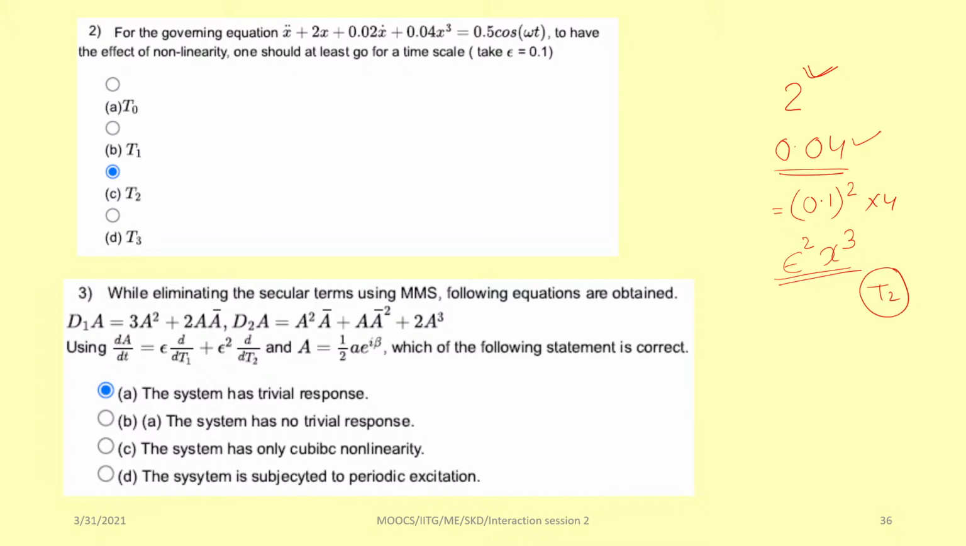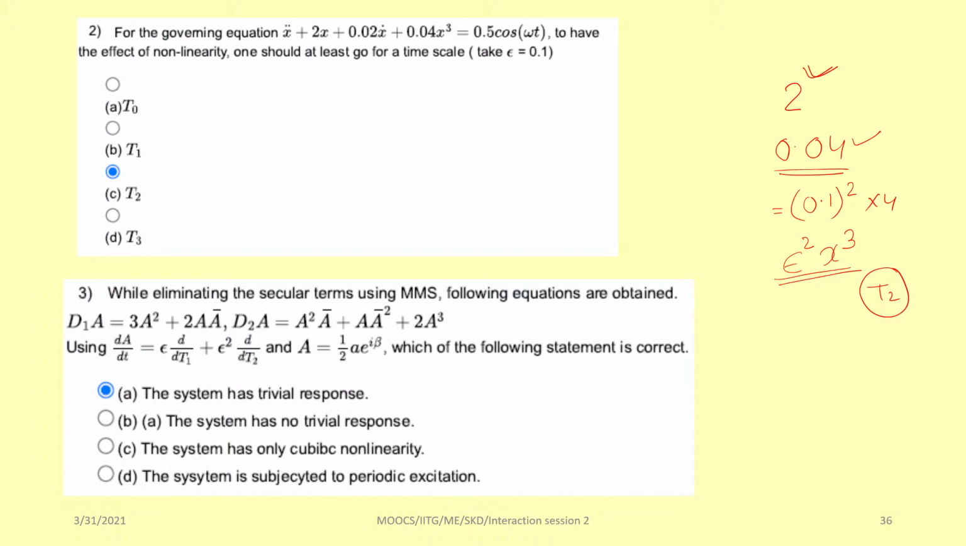So next question. While eliminating the secular term using the method of multiple scales, the following equations are obtained. So you just see what the equations are. D1a equals 3a square plus 2a bar, and D2a equals a square a bar plus a bar square plus 2a cube.